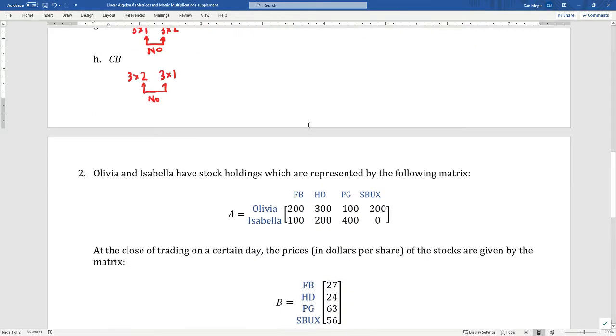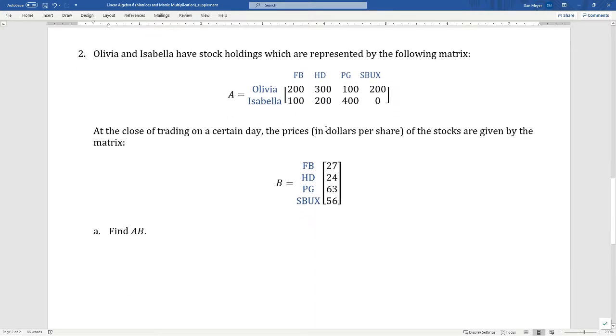Okay, for number 2, Olivia and Isabella have stock holdings which are represented by the following matrix. So matrix A here is telling us that Olivia has 200 shares of FB. I think that's supposed to be Facebook. 300, Olivia has 300 shares of Home Depot, I think that is. 100 shares of whatever PG is, and 200 shares of, looks like Starbucks.